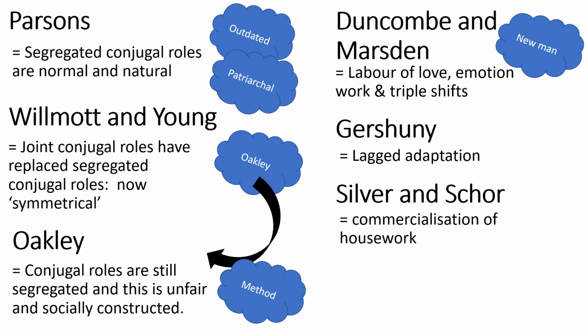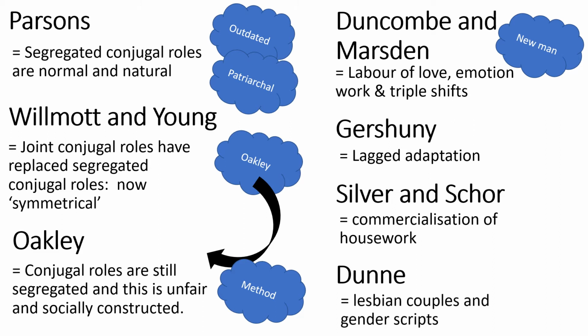Silver and Shaw argue that things are more equal now because of the commercialisation of housework. This is the idea that there's much more technology in place now to make housework easier and more fun. So they're arguing that men are more likely to be involved in housework today because it's more fun and it uses technology, and it's easier as well. So they're arguing that things are improving due to that. However, they do still have the same point of view that the men are the ones doing the more easygoing, fun tasks.